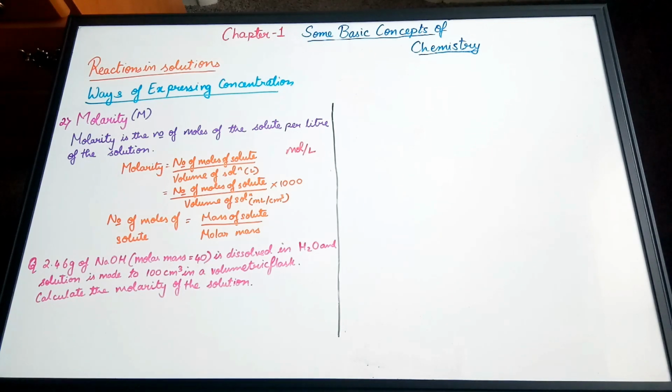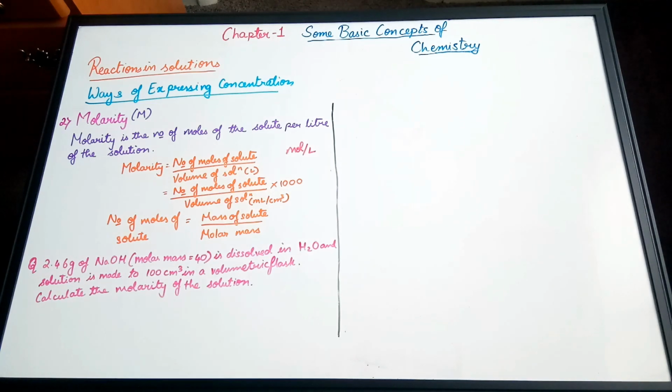Now we've been given a numerical. 2.46 grams of sodium hydroxide, whose molar mass is 40, is dissolved in water, and the solution is made up to 100 centimeter cube in a volumetric flask. So we need to calculate the molarity of the solution.